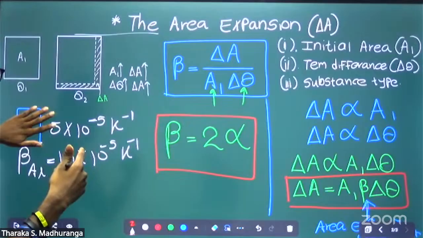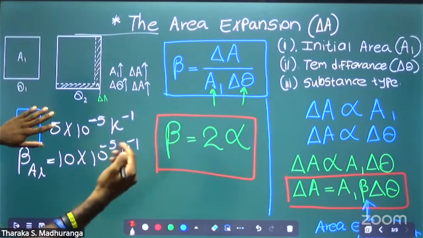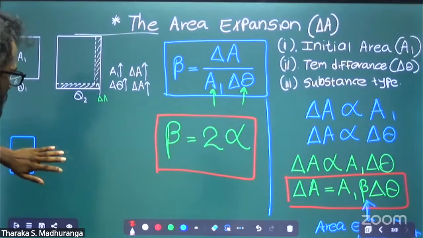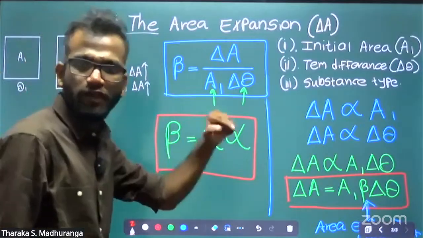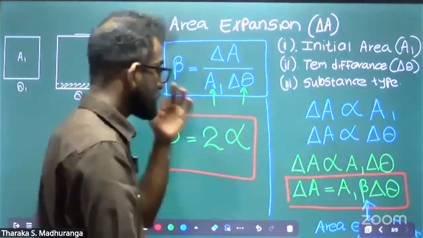Then in the exam, if only the alpha value is given, by multiplying by 2, you can convert it to beta. The beta is the coefficient of area expansion, alpha is the coefficient of linear expansion. Good.